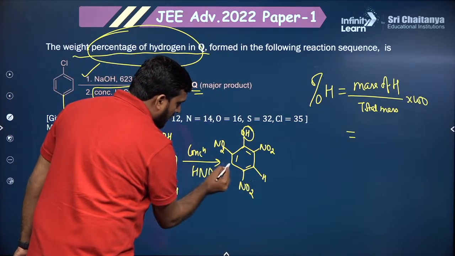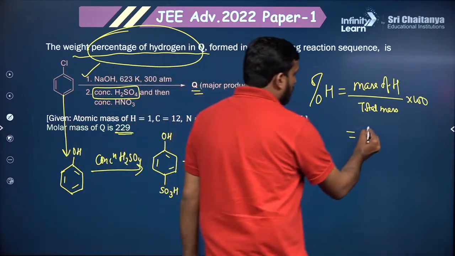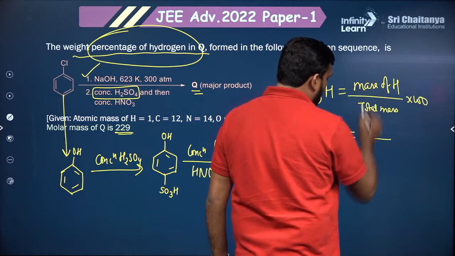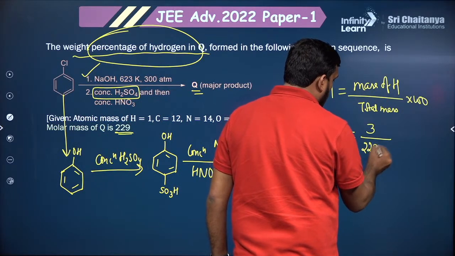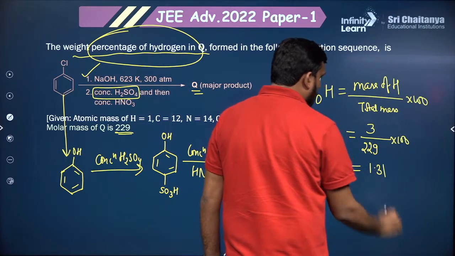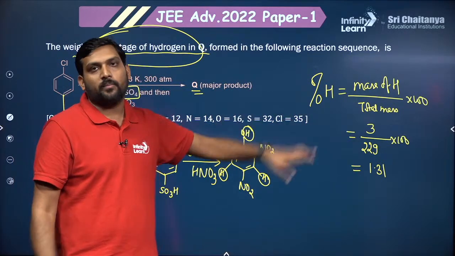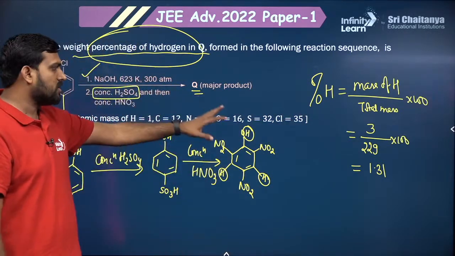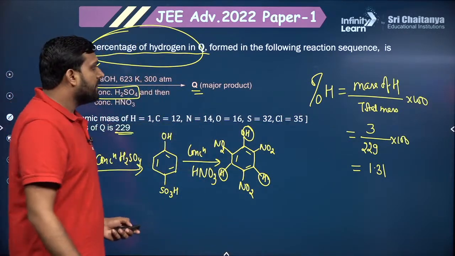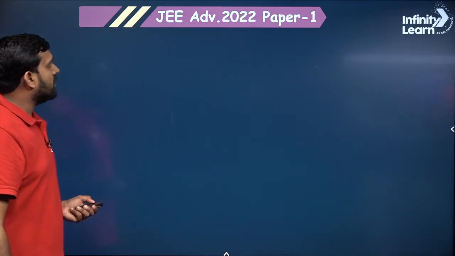In the final product, one hydrogen is there, another hydrogen is there, and another hydrogen is there. So there are 3 hydrogens. The mass of hydrogen is 3 and the total mass is 229, into 100, and if you solve it, it comes out to be approximately 1.31. Okay, so the final answer of this question is 1.31, and I hope the question is simple to solve. It's a very simple question and an application of stoichiometry. Now going to the next question.